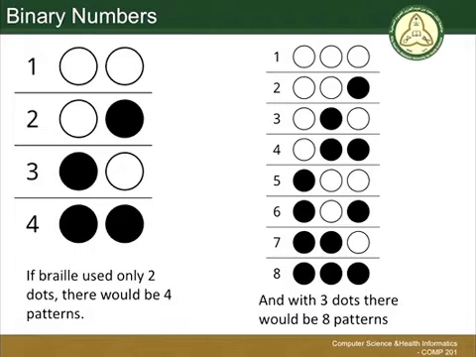With 3 dots, we get 8 patterns. With 4 dots, we get 8 multiplied by 2, which is 16. With 5 dots, 16 multiplied by 2, which is 32. And with 6 dots, 32 multiplied by 2, which is 64. So this means the Braille alphabet consists of 64 unique patterns. Why did the Braille system need 6 dots? Because 5 dots can represent only 32, and 32 were not enough to represent the whole language for blind people.